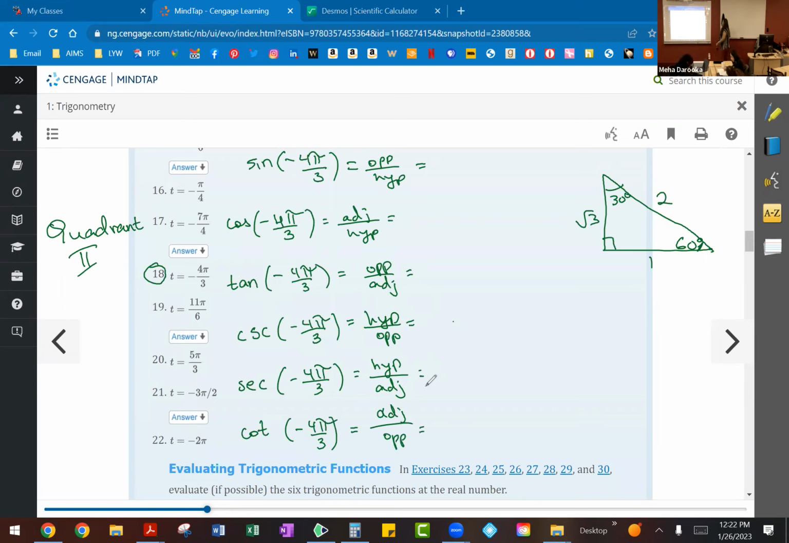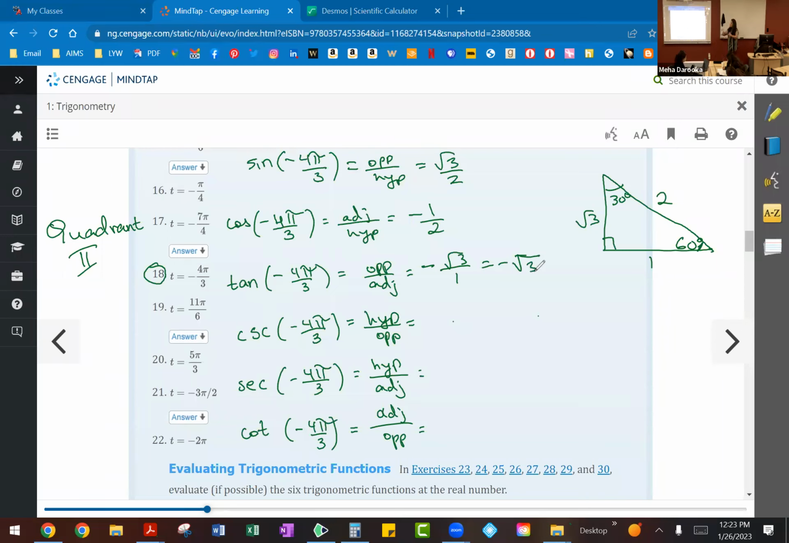So if you're going opposite over hypotenuse, what is your sine function? Very good, square root of 3/2. Cosine? Negative 1/2, very good. Tangent? Yeah, so since cosine is negative, your tangent will be negative. So this will be negative opposite over adjacent. So that comes out to be negative square root of 3.